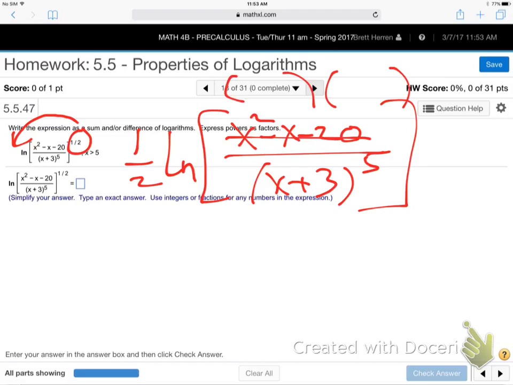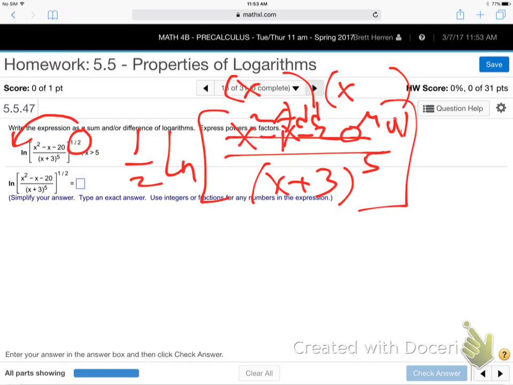Like the FOIL, like the two parentheses, you know? X is in the front. Remember, it's what multiplies to be the number at the back, and what adds to be the number in the middle. What number's in the middle?